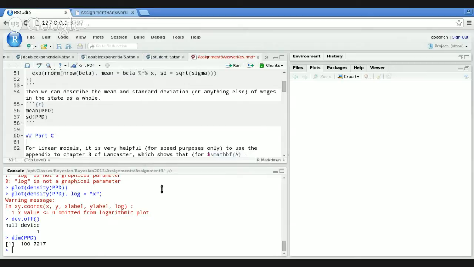But if you wanted to make a posterior predictive distribution about a particular person, like you want to put yourself in here and predict what your log wages, or really what your wages, would be if you weren't a student, you could get a posterior predictive distribution of Hannah.